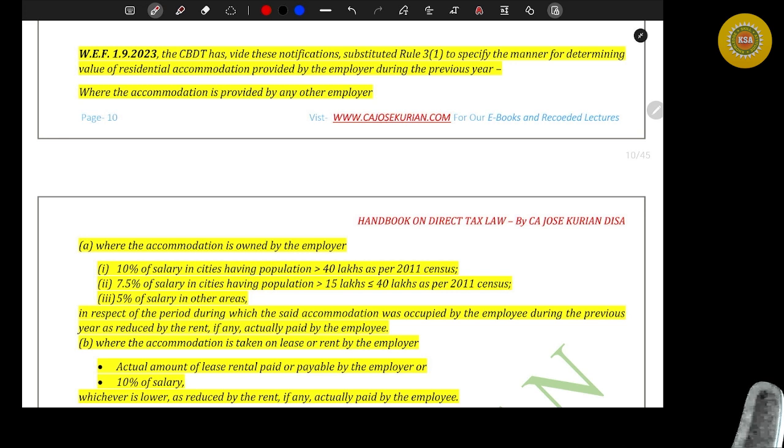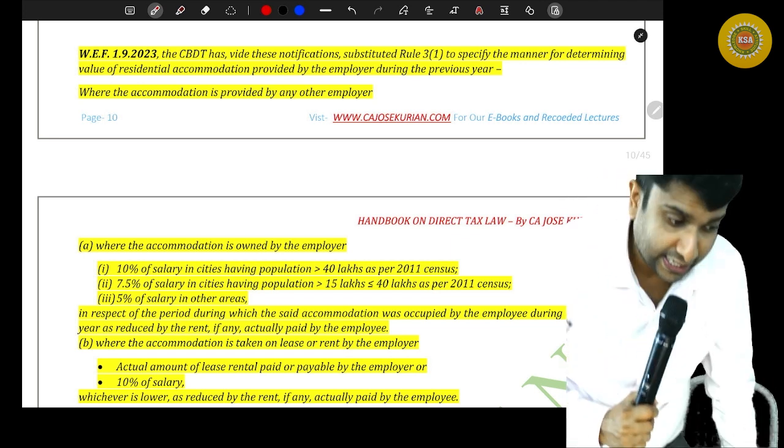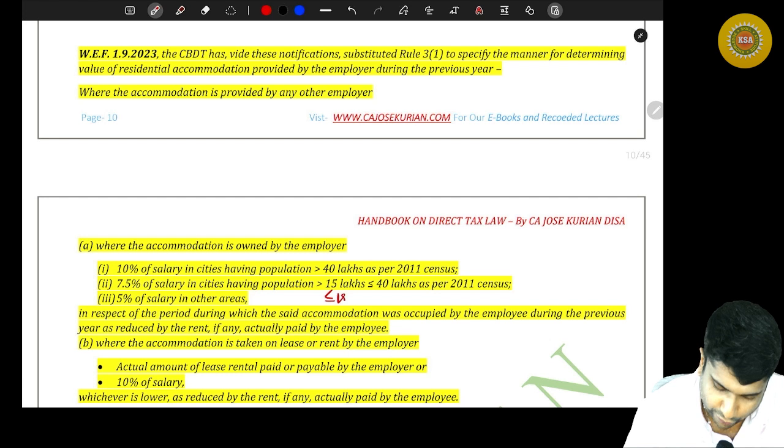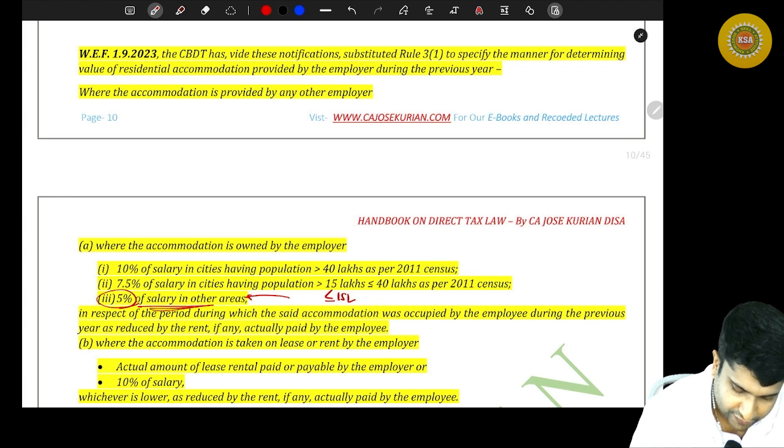You check whether the population of the city is more than 40 lakhs. If yes, then the percentage is 10%. If the population is more than 15 but less than or equal to 40 lakhs, then 7.5%. In other cases, that means less than or equal to 15 lakh population, not 18, okay, then 5% of the salary.